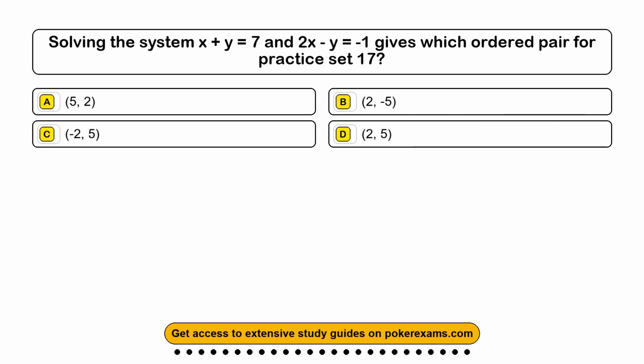Question 12. Solving the system x plus y equals 7 and 2x minus y equals -1 gives which ordered pair for practice set 17? Option A, 5, 2. Option B, 2, -5. Option C, -2, 5. Option D, 2, 5.